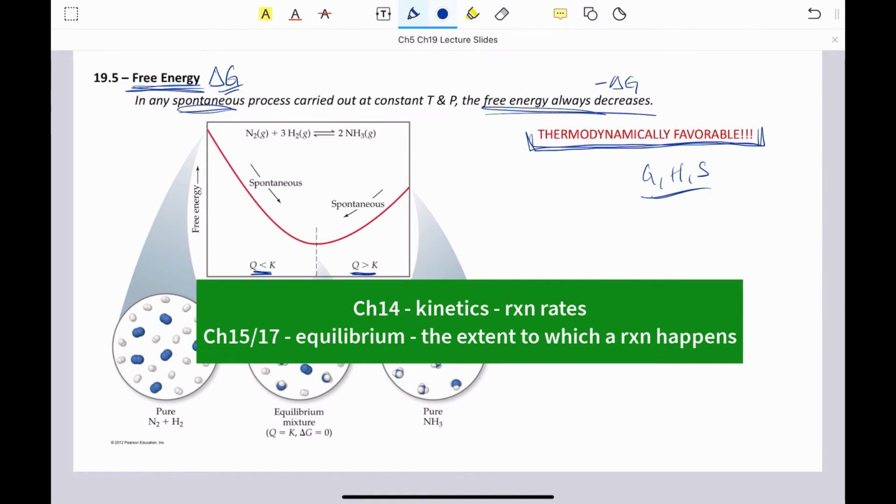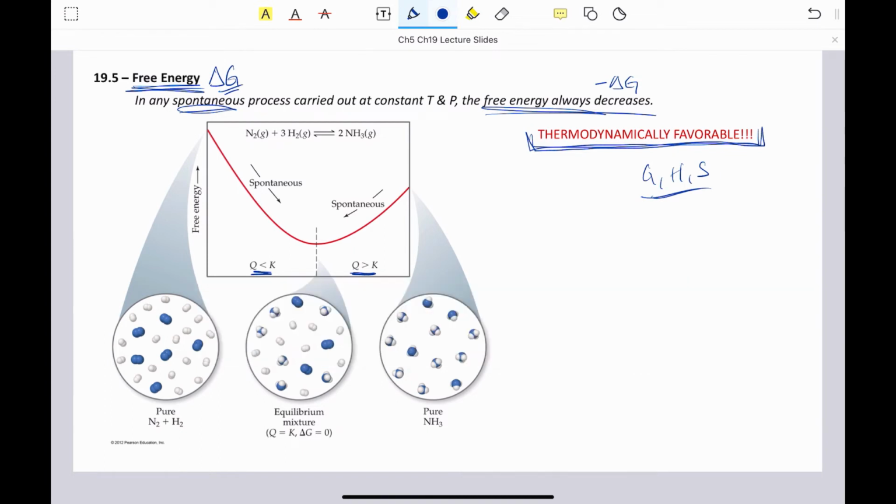Equilibrium tells us to what extent it actually happens. Note that all we are saying in chapters 5 and 19 is the likelihood of something happening. Like, should it happen on its own? Yes or no, and why? But it doesn't tell us the rate at which it will happen. We'll learn that in chapter 14.